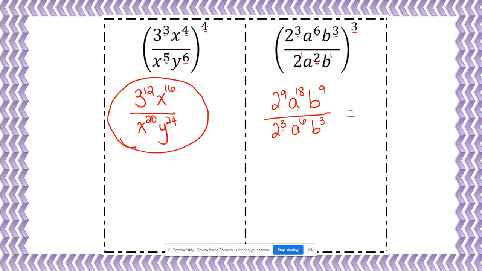So in this one, I have another step that I can take. I'm going to take this 9 and subtract 3 because they both have a base of 2. So 9 minus 3 is 6. So that gives me 2 to the 6th power. For a, they both have a base of a. So I'm going to subtract their exponents, 18 minus 6, and get 12. So this would be a to the 12th. And for b, they both have a base of b. So I'm going to do 9 minus 3, which gives me b to the 6th. This is the most simplified answer.